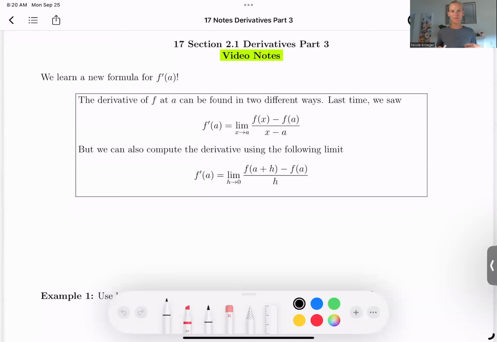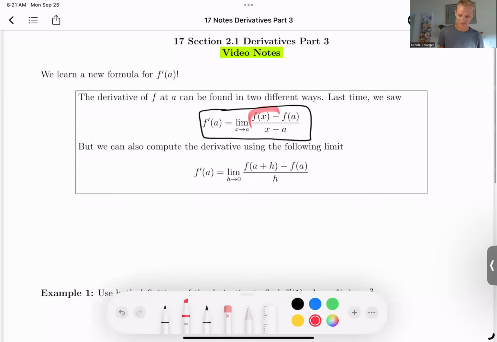So first of all, we remember that the derivative gave us the slope of a tangent line at a point. And last time we had this definition of the derivative that f prime of a was the limit as x approaches a of f of x minus f of a over x minus a. And we had said that this piece was like the slope of a secant line. So we were looking at limits of slopes of secant lines, which gave us a slope of a tangent line.